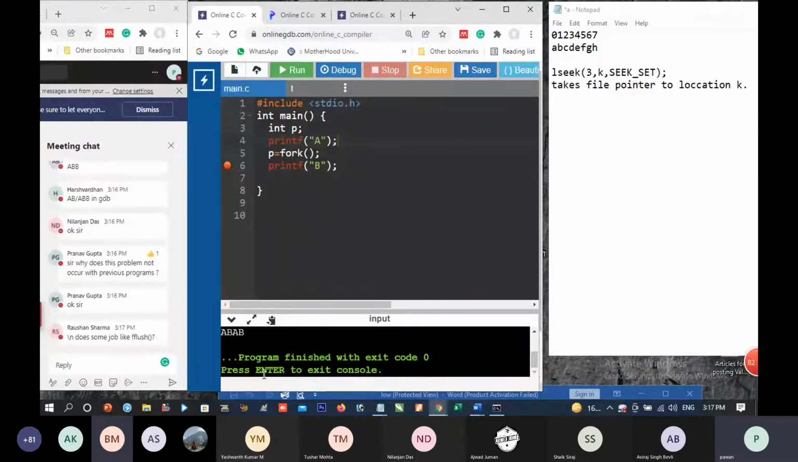When \n is executed, then the buffer is flushed and the new line is also printed. Is it correct? So it does not do only F plus, but it prints the new line also, Roshan. Is it correct to you? Any doubt?